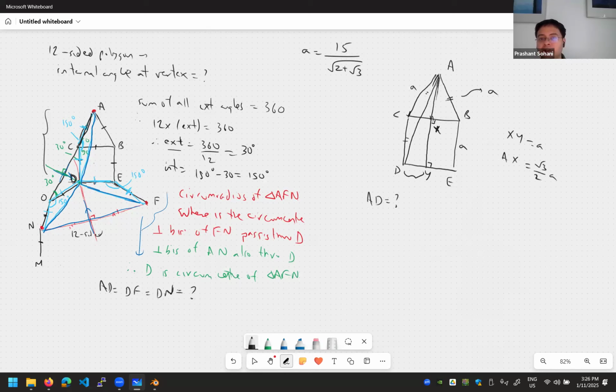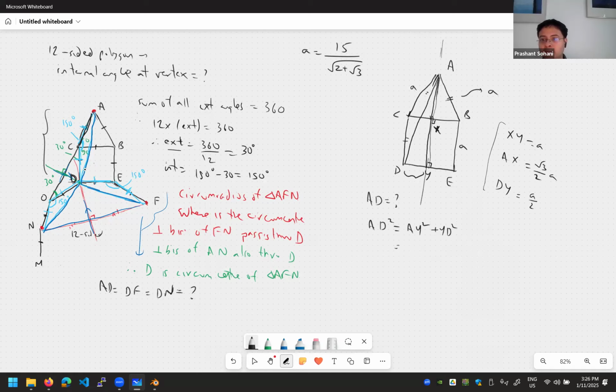And how much is DY? Again by symmetry, everything is going along this vertical line, so it is going to perfectly divide the base into two equal parts, right? So DY is nothing but half of A. Therefore, I can apply Pythagoras theorem in triangle AYD. So I'm going to get AD square is equal to AY square plus YD square.